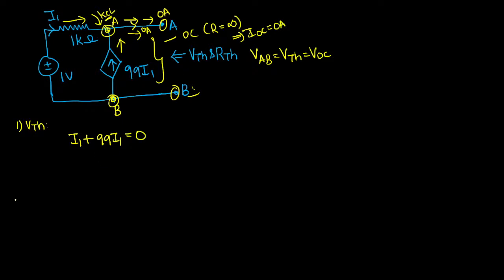So I can say incoming current is I1 plus 99 I1, whereas outgoing current equals 0. Then reduce this expression. 99 times of I1 plus I1 will be 100 times of I1 equal to 0.